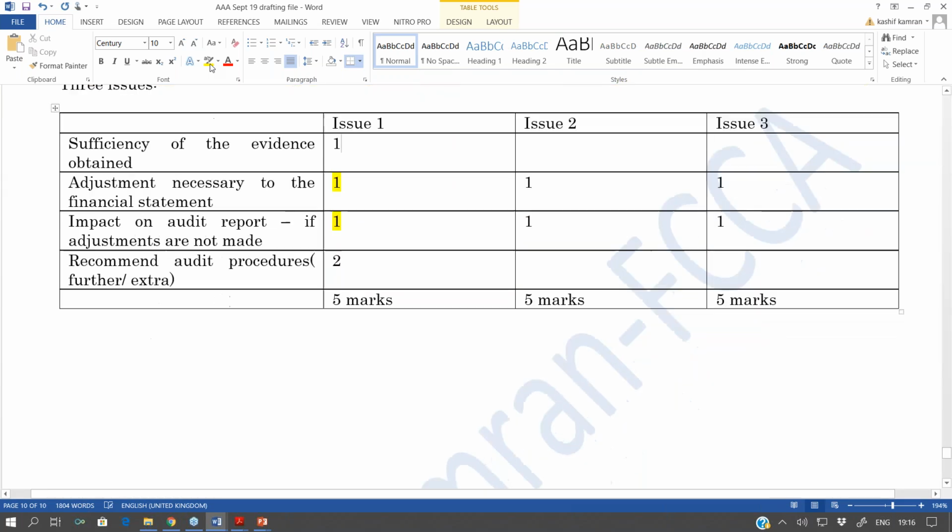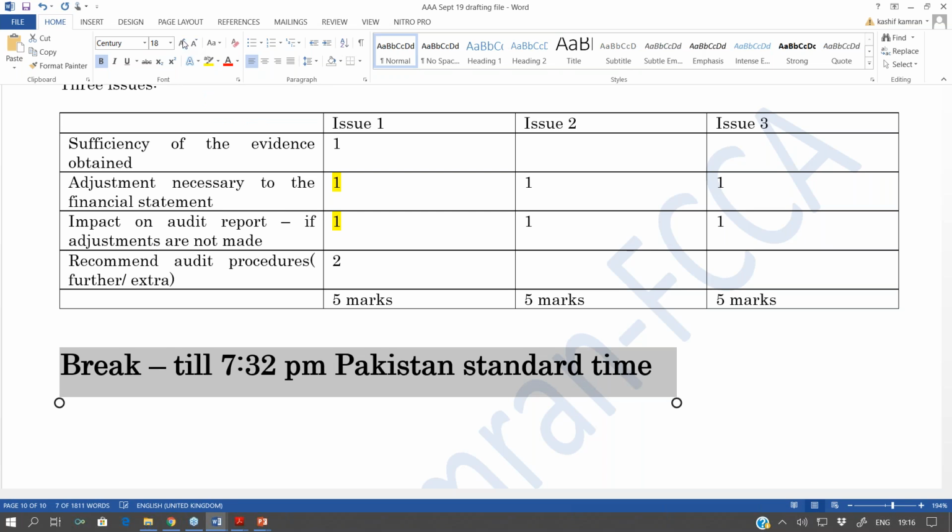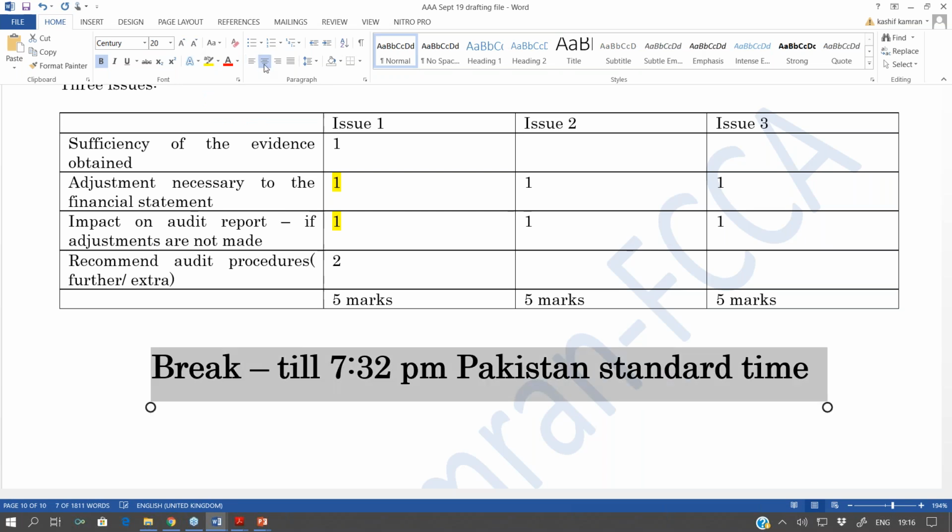So I'm off the break. There is a break till 7:32 p.m. the Pakistan Standard Time. So, and in the break, you need to read the issue 1, issue 2, and issue 3.